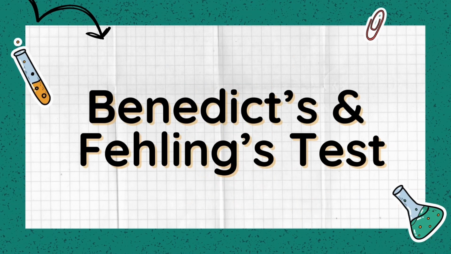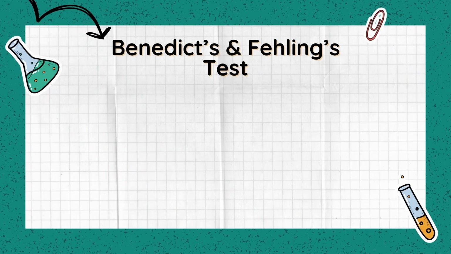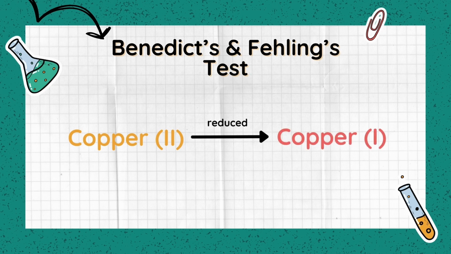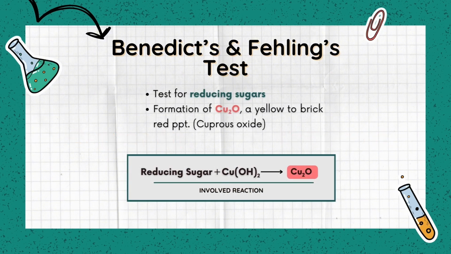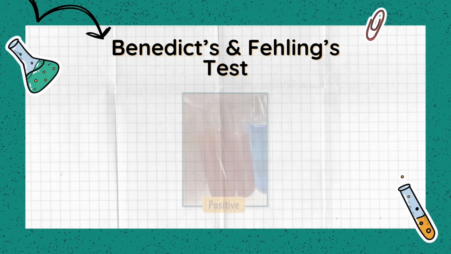Our next two tests for reducing sugars are the Fehling's test and the Benedict's test. Now, what makes these two tests different from the Moore's test? Well, both of these tests are indicative of whether or not a solution with a reducing sugar is able to reduce the copper 2 ions from the copper sulfate in the reagent to the copper 1 ions of the cuprous oxide, which precipitates out of both the Fehling's and Benedict's solutions as a red precipitate.